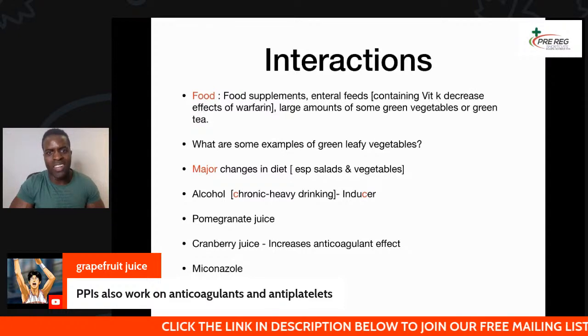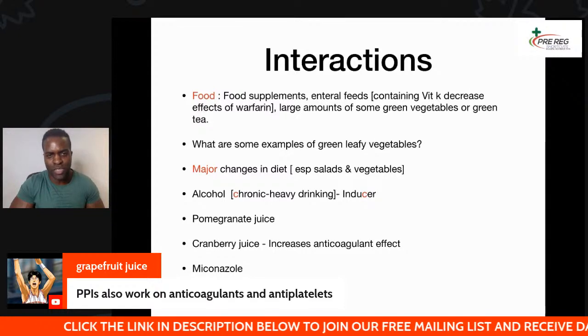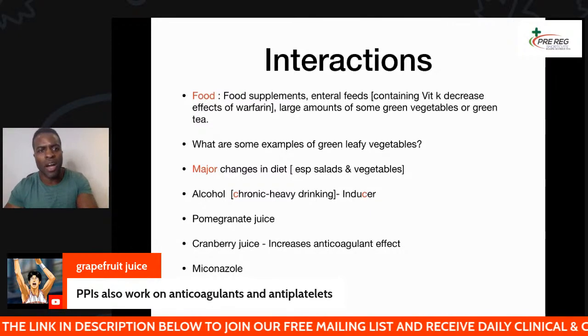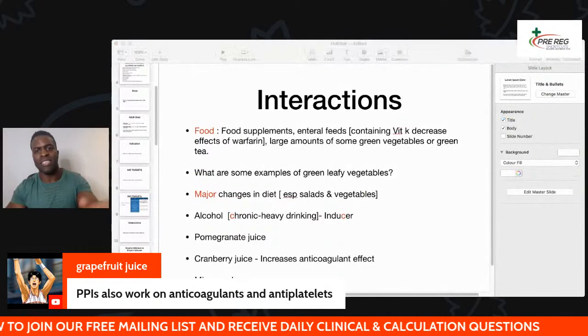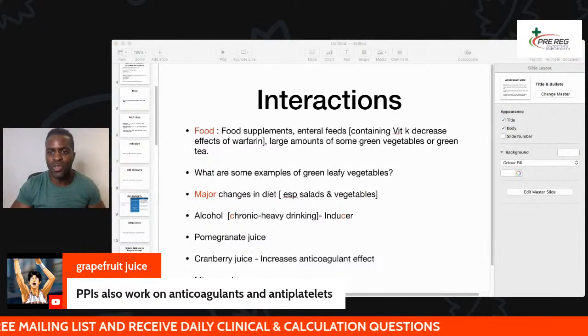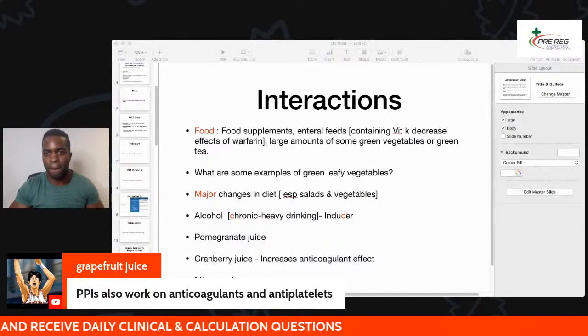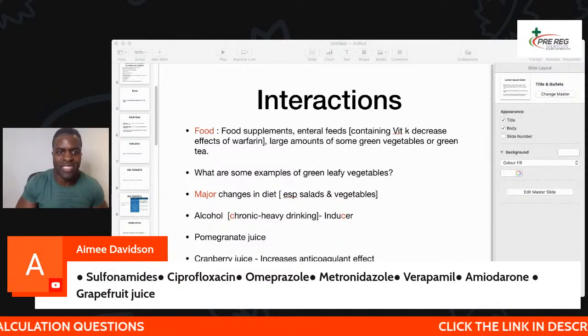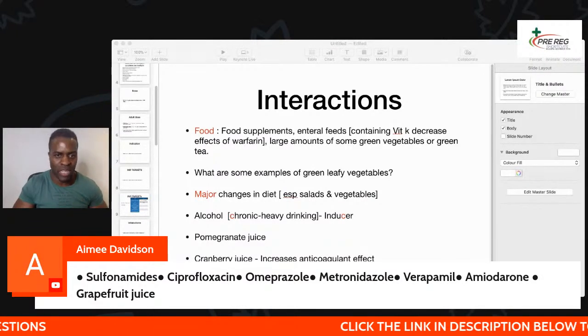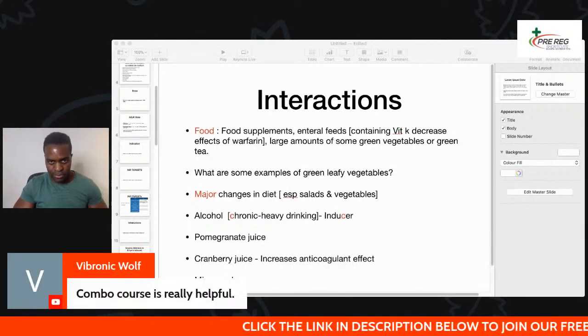So when we talk about green leafy vegetables, can you guys give me some examples? These are questions that come up in your exam, people. You need to know this stuff. Thank you, Amy, for putting all of these down, because these are all enzyme inhibitors and inducers, and all of them interact.